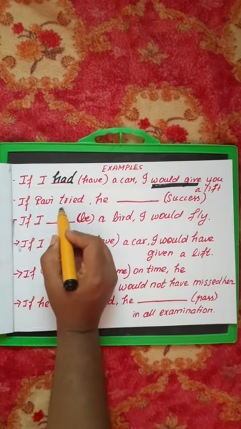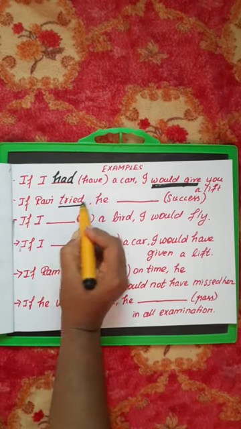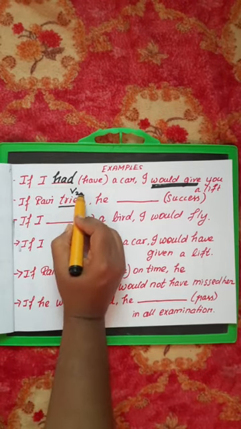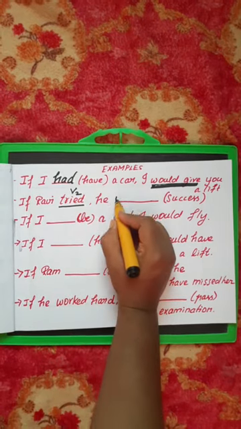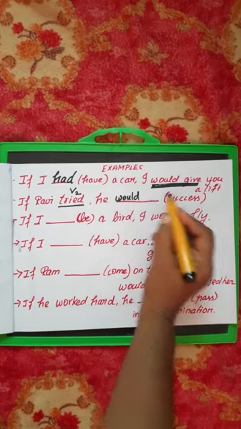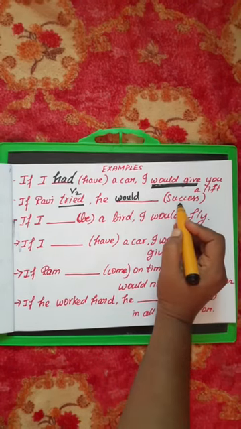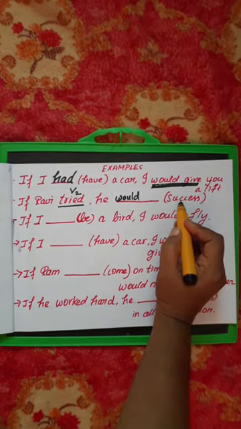Okay. In the if clause, where is the verb? Let us find it out. It is in V2, that is past tense. Then we have to use would plus V1. Would plus verb 1.